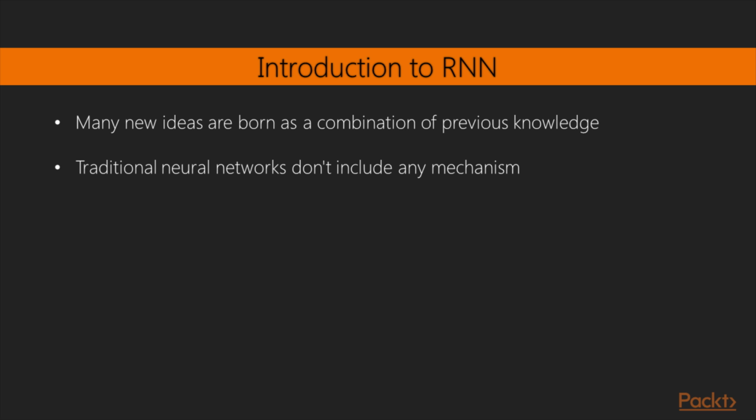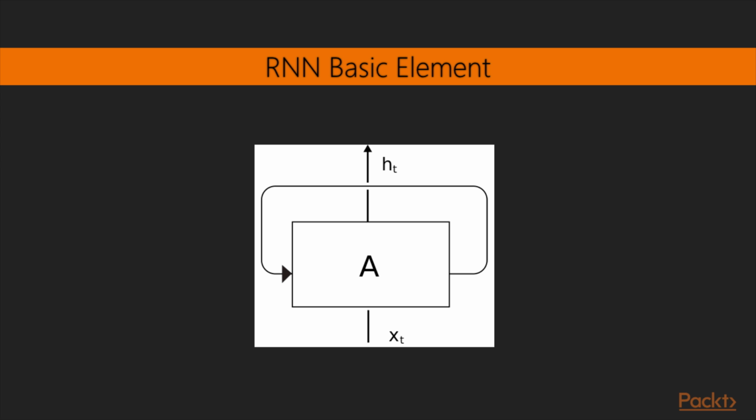Knowledge doesn't normally appear from a void. Many new ideas are born as a combination of previous knowledge, and so that's a useful behavior to emulate. Traditional neural networks don't include any mechanism translating previously seen elements to the current state. Trying to implement this concept, we have recurrent neural networks, or RNN.